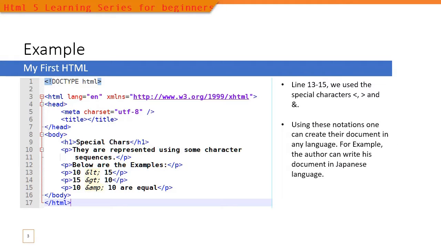Using this notation, one can create their document in any language. For example, the author can write his document in Japanese language. That means there will be a character sequence for the language characters. So each character will appear following this notation: ampersand, then the character code notation, followed by the semicolon.